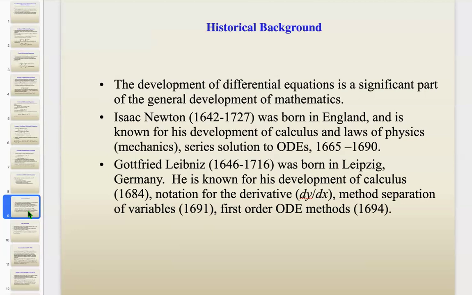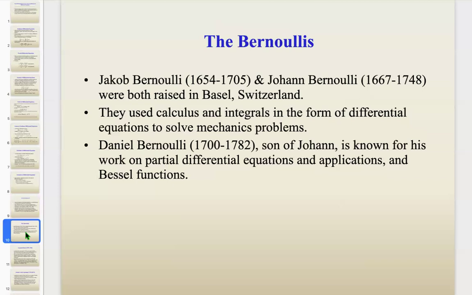He worked in Leipzig, Germany. He's the one that invented that dy dx notation that we're also familiar with. And he invented separation of variables and first order ODEs. But Newton is more well known to the general public. If you take calculus, you know not Leibniz's name, but general people know Newton's name, not so much Leibniz, mostly because Newton did so much physics, but he was just a really brilliant scientist.